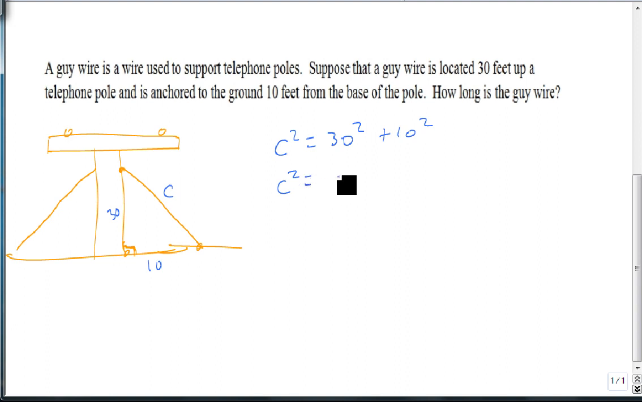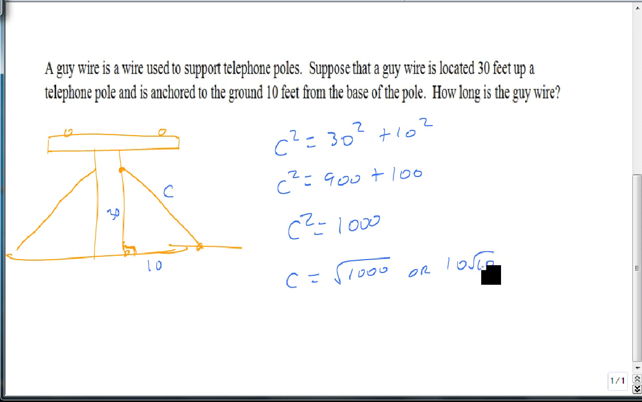Well, 30 squared is 900. 10 squared is 100. 900 plus 100 is 1,000. So this tells us that the square root of 1,000 is what we're looking for, or if we were to simplify that, 10 square roots of 10. Because remember, this will break down as 10 and 100, 10 and 10. Two 10s come out as a single 10, one 10 stays in.